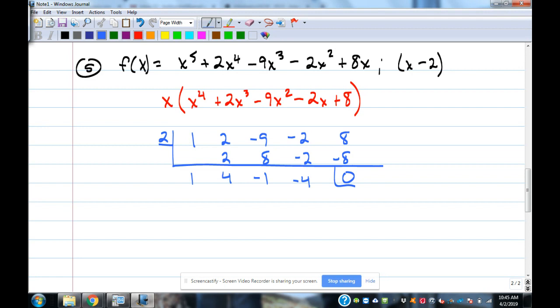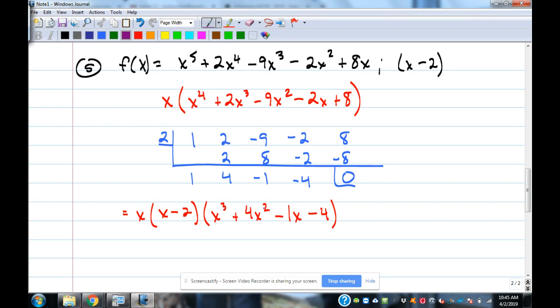All right, so now that leaves us factors of x, x minus 2, and then this is going to be x to the 3rd plus 4x squared minus 1x minus 4. So we factored a couple of factors out, and now we look to see, can we factor this long piece here? Grouping would be the method we need to try.